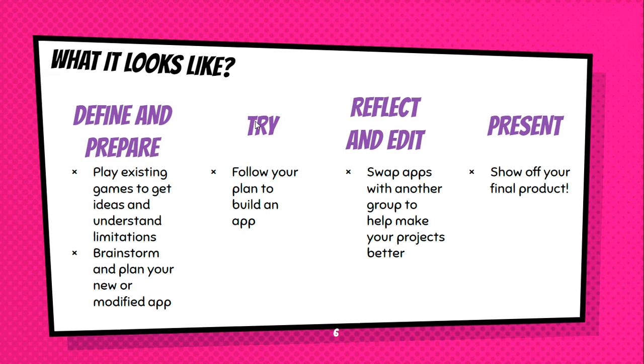Then you have to try. After you plan and you brainstorm and you think about what you want to do, you have to follow your plan to build your own application. Then you have to reflect and edit. You're going to be swapping your applications, your games, with other classmates, other groups, and see, this is what they are doing. Is this okay? How can I improve it? Or how can I make it better? So the other person knows if they're doing something good or something not so good.